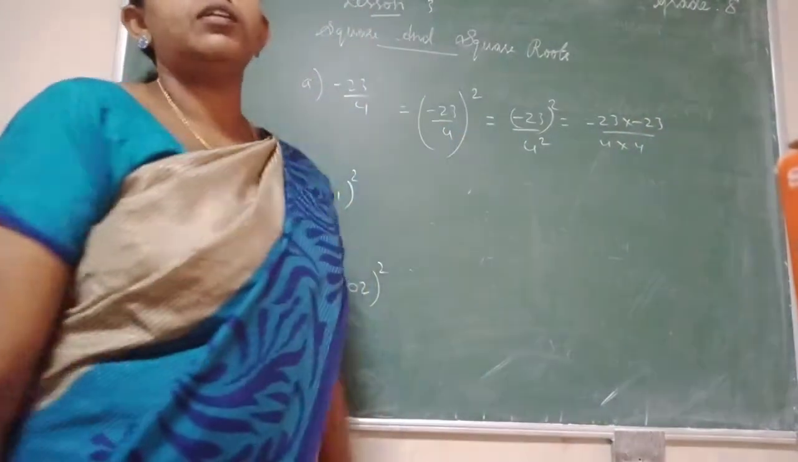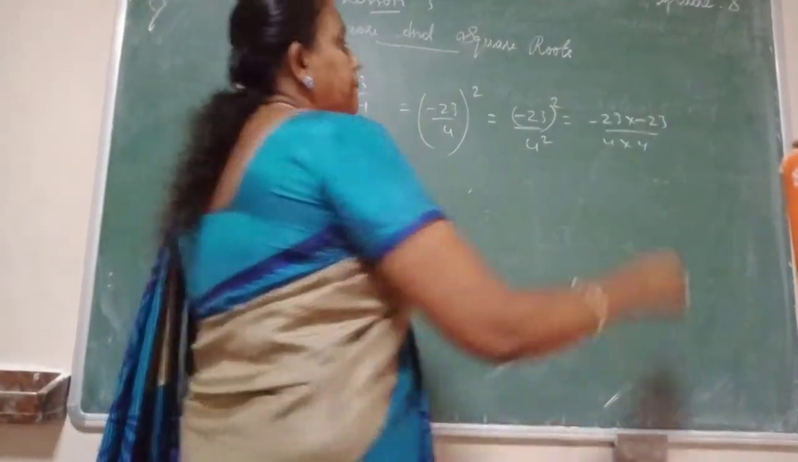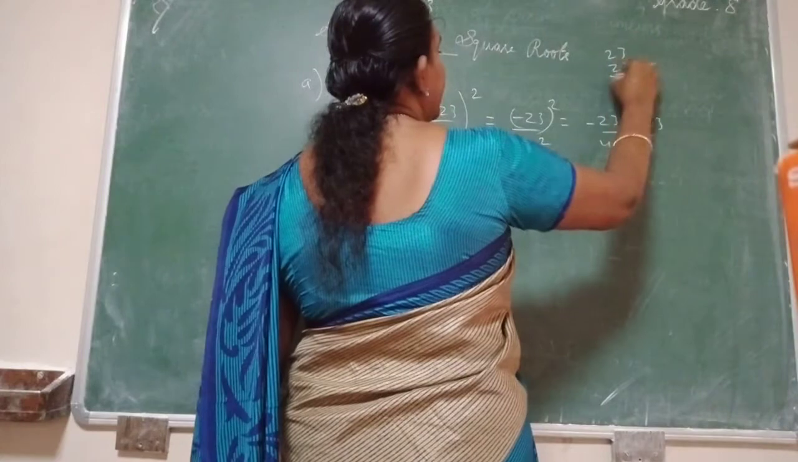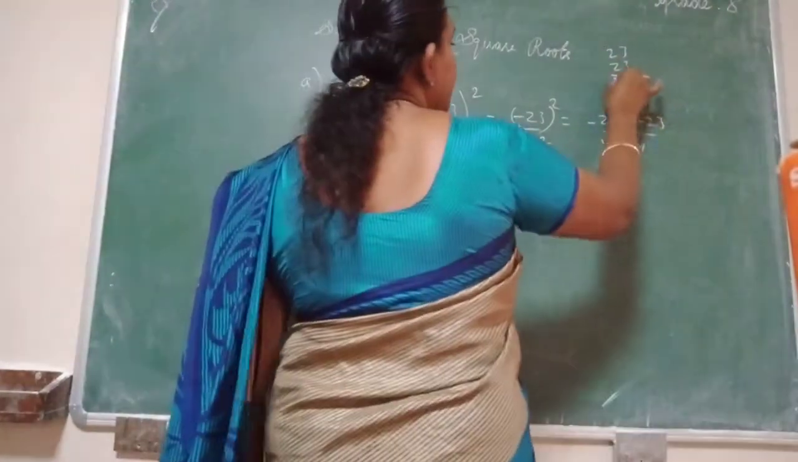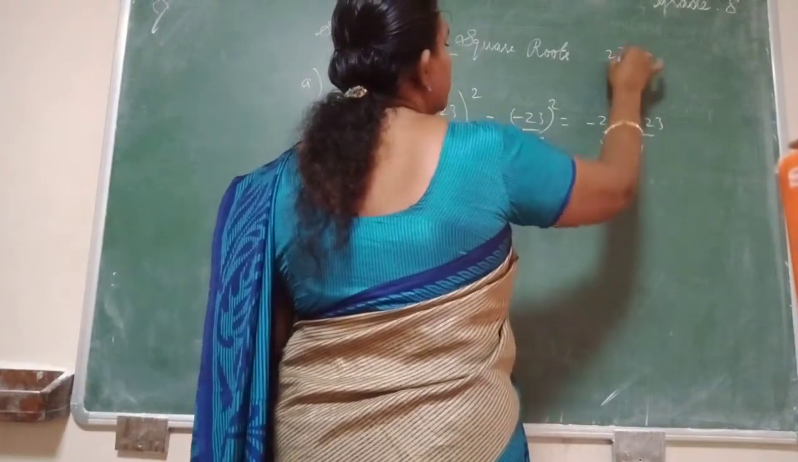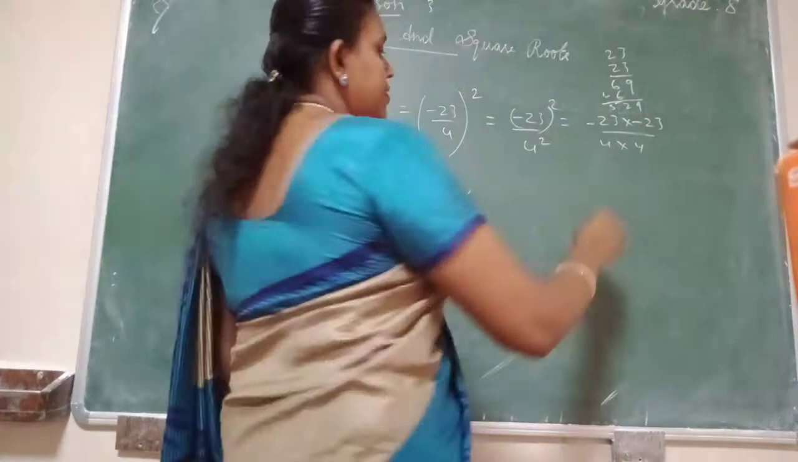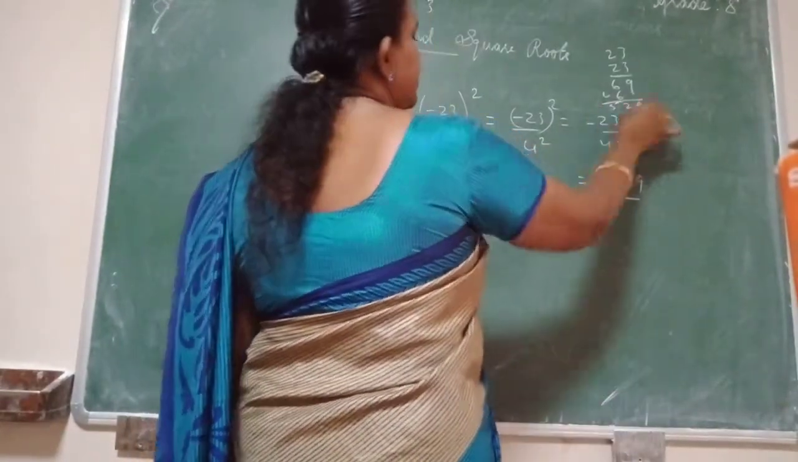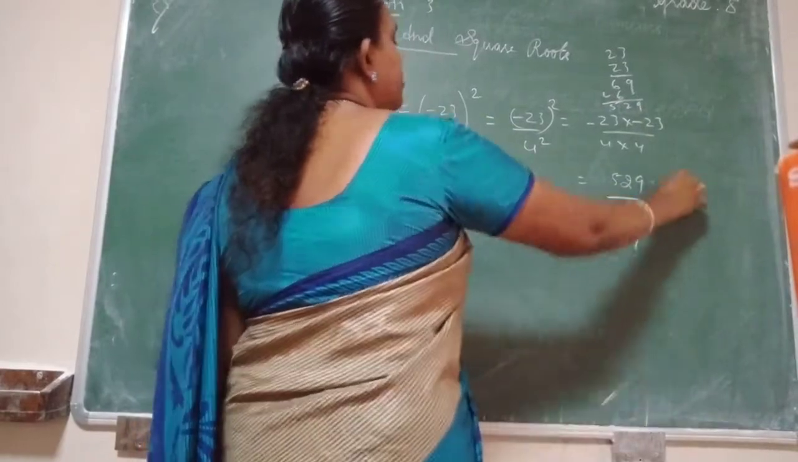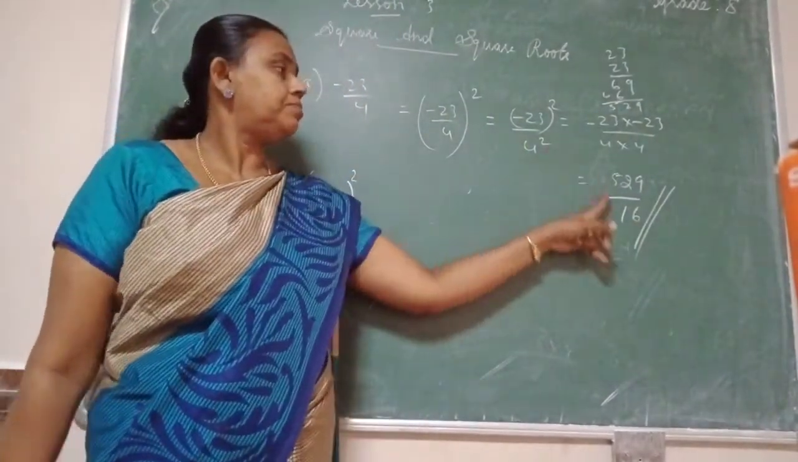So can you tell me what is minus 23 into minus 23? Multiply and tell me. Minus 23 into 23. 3 3s are 9. 2 3s are 6. 2 3s are 6. 2 2s are 4. Minus into minus is plus, is it? 529 by 16.